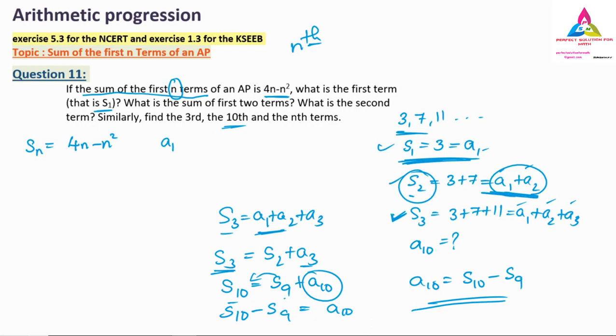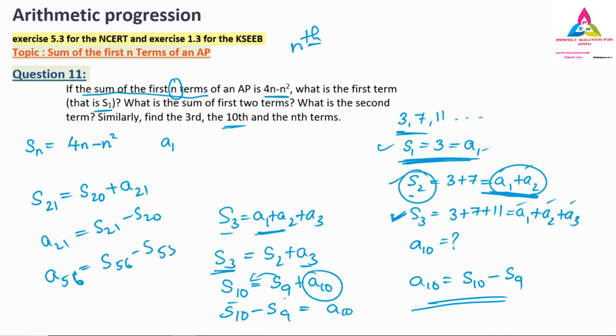If one more question is given, for example, here I will take 21. If you want to find S21, what you have to do? It is nothing but S20 plus A21. So A21 you have to find. What we will do? S21 I have to write as it is, and this S20 I have to shift, so it will be minus. If it is A51 we have to find, or A56, what you have to do? Nothing but S56 minus S55.